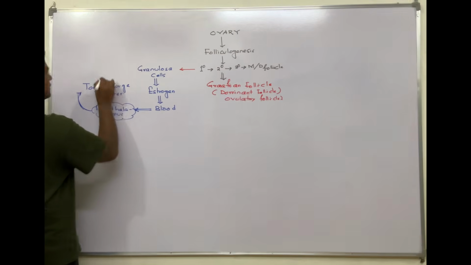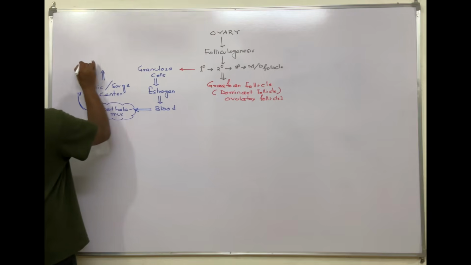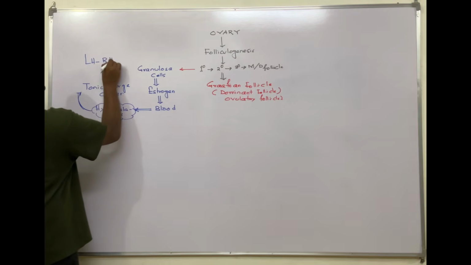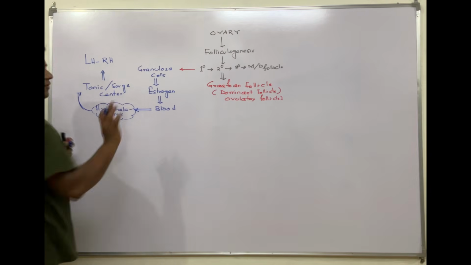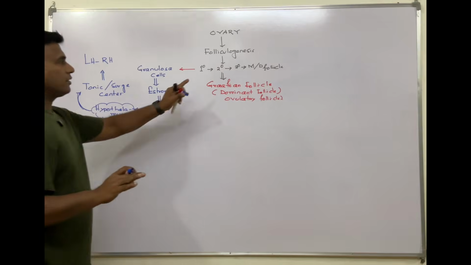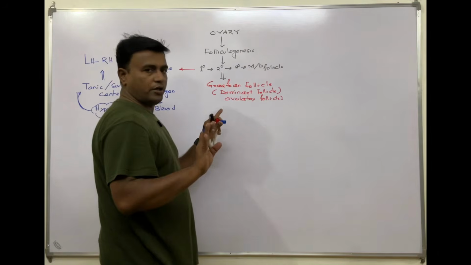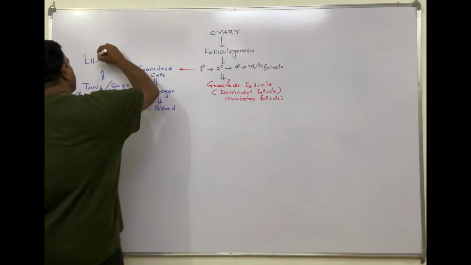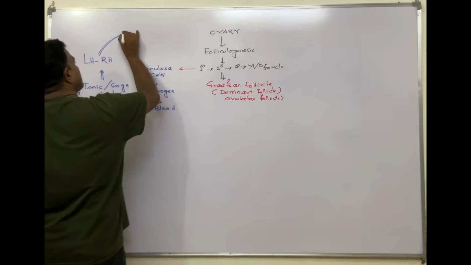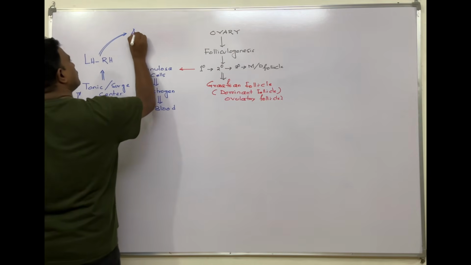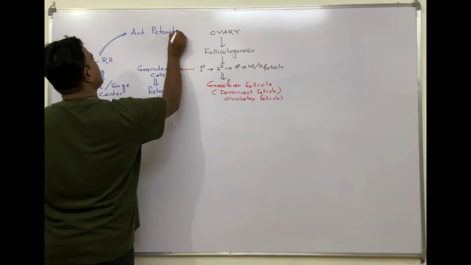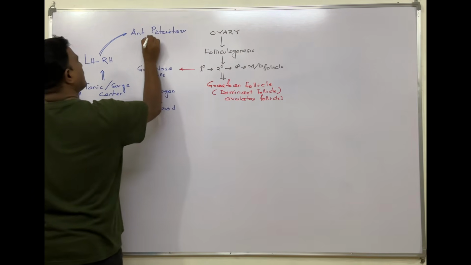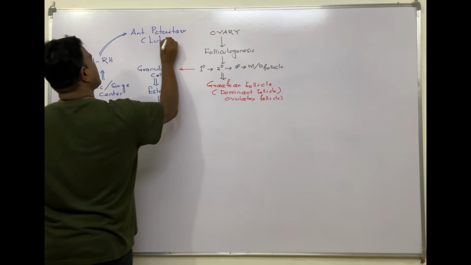This tonic or the surge center secretes luteinizing hormone releasing hormone, that is LHRH. The detailed mechanisms are given there. I am just skipping, looking into the topic of ovulation. And this LHRH is highly sensitive to the luteotrope cells which are present on the anterior pituitary. They are the luteotrope cells.